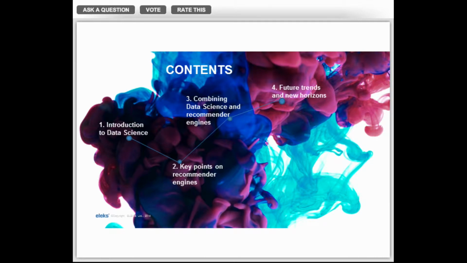So once again, this presentation is both for IT people and business people, but I'm not going to concentrate on algorithms or formulas. You're not going to hear them here. What I want you to take from this presentation are some ideas of what you could do with your recommender engines in the future to make them more effective.